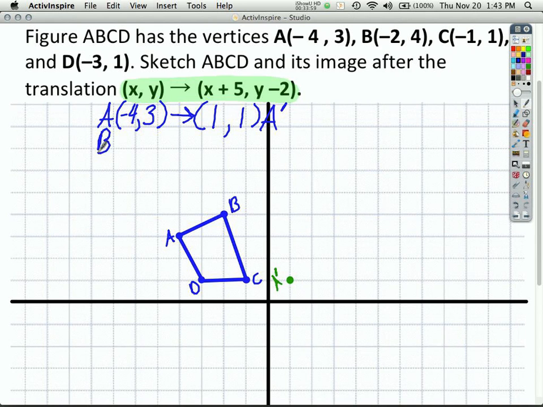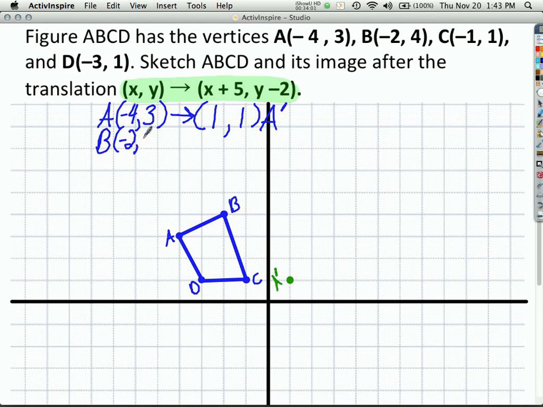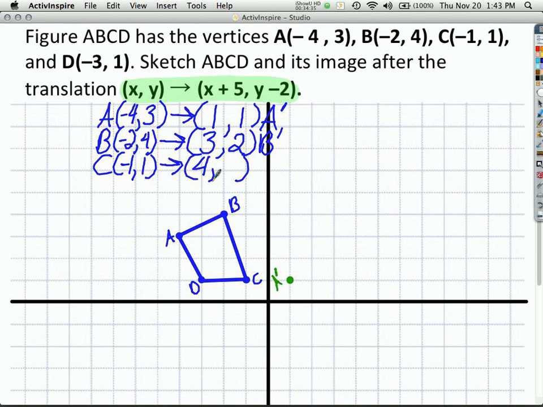So point B, -2, 4. That's going to transform into add 5 to the x, subtract 2 from the y. Add 5, we get 3. Subtract 2, we get 2. And that will be called B prime. Point C is -1, 1. That's going to transform. Add 5, we get 4. And subtract 2, we get -1, and that's C prime.